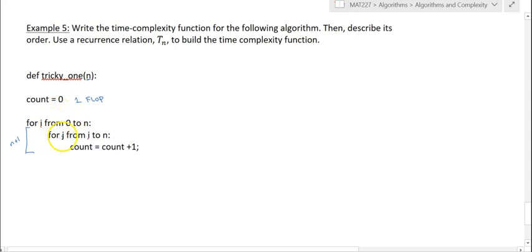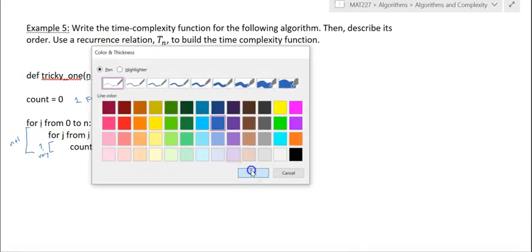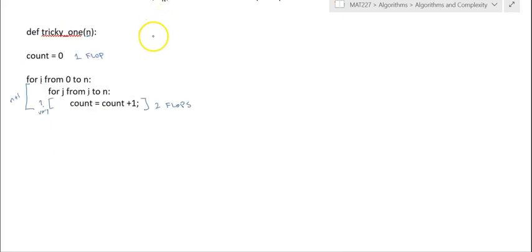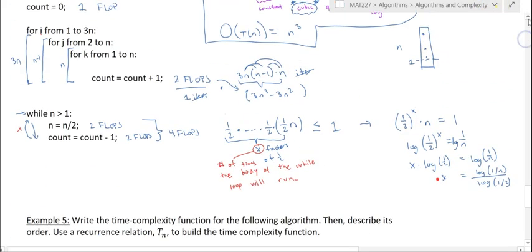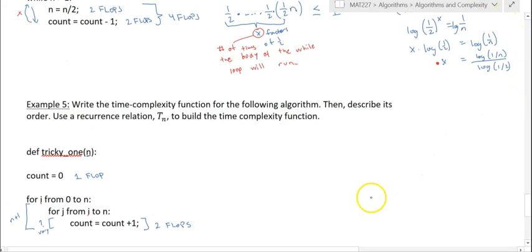Now this loop right here, where j goes from i to n, the number of times that this is going to run is going to vary, right? Because it depends on what our current value of i is. But lo and behold, down here we see that this is always going to generate 2 flops, or require 2 flops, right? Because of the fact that there's one assignment and one arithmetic operator.